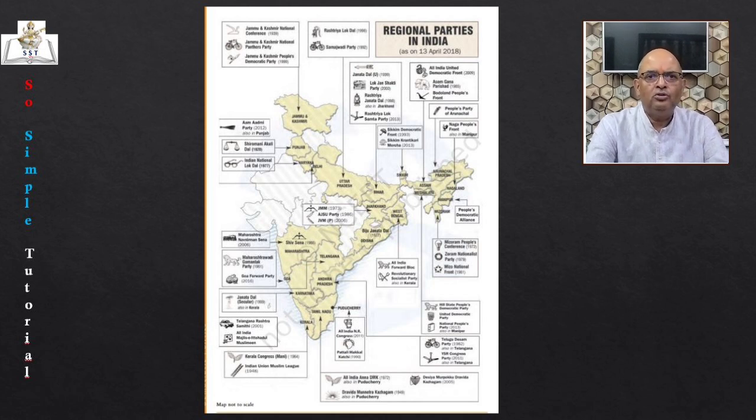In Punjab, Shiromani Akali Dal is a regional party. It is a very old party. It also has been a part of the NDA for a long time. Just recently, it severed its ties with the NDA on the issue of the Farm Bill.